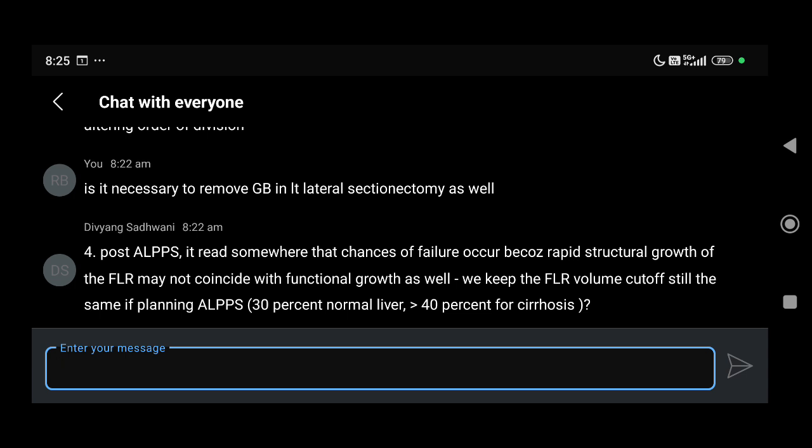Divyang Sadwani is asking, post ALPS, is one of the causes for failure that rapid structural growth of the FLR will not coincide with the functional growth that is required? Is it true? Yeah, a lot of the initial enthusiasm about ALPS waned off because of this reason, as well as the morbidity because of biliary leak. And it was mainly for colorectal liver mets.